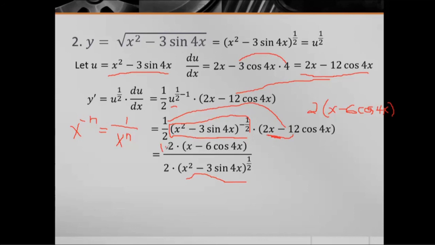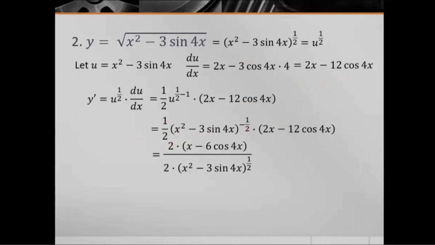So, nandito na ngayon 1 over 2 times 2 times quantity x minus 6 cosine 4x. Then, mapapansin mo ito ay pwede na i-divide. So, 2 divided by 2, 1 na yan. So, matitira na lang ang x minus 6 cosine 4x over x square minus 3 sine 4x raised to 1/2. Then, yung raised to 1/2, pwede natin gawing in radical form.